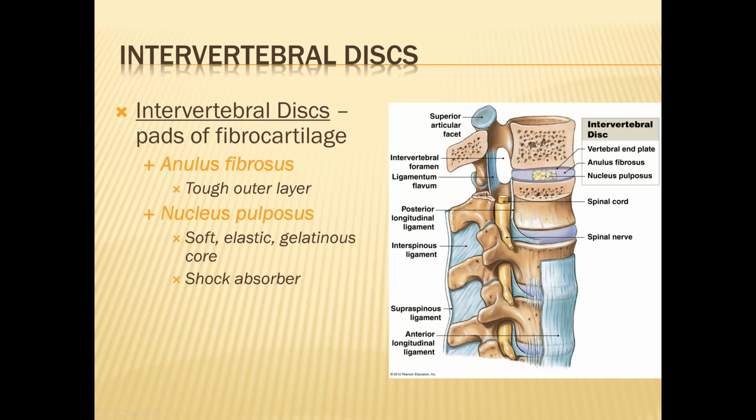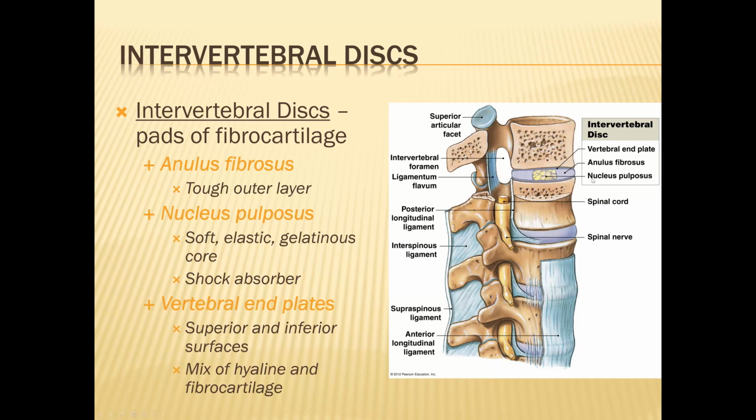This acts as a shock absorber, and also when your vertebral column does move, so when you flex it or extend it or rotate it, these inner portions of the intervertebral disc can shift and help keep your spine in alignment and everything together as you move. And then you have these vertebral end plates, which is this dark purple line at the top and the bottom. These cover the superior and the inferior surfaces of the discs, and these are made up of a mix of hyaline and fibrocartilage. But the entire thing is mostly made out of fibrocartilage, so that's why we tell you that the intervertebral discs are pads of fibrocartilage.